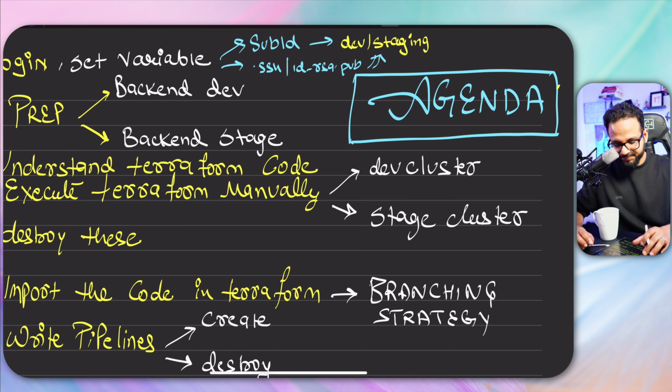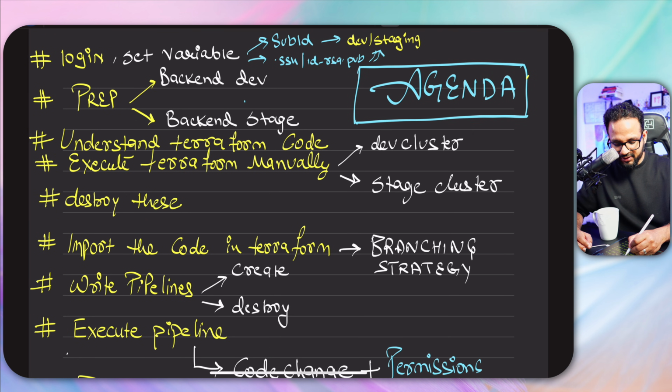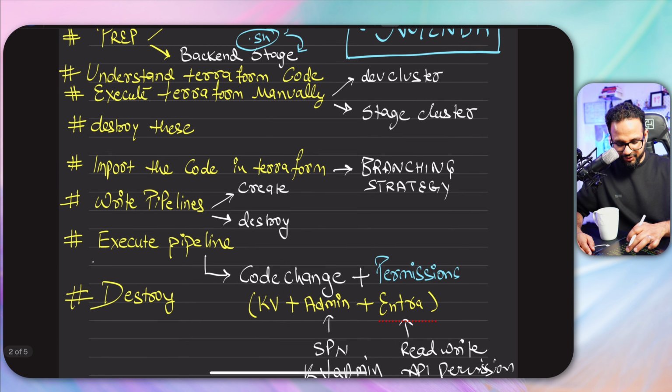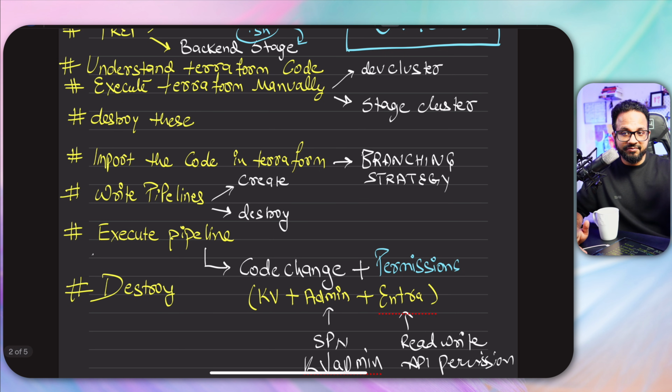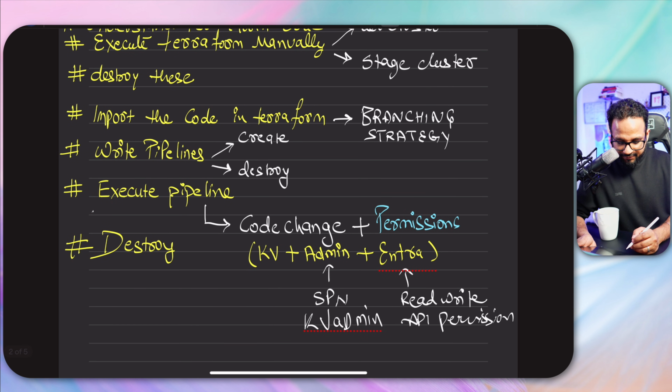So you start there, then you run the .sh file, which will generate the backend for dev and the backend for stage. Then if you want, you can execute the Terraform manually, like we have said before, if you are new to Terraform. Otherwise you will just start by writing the pipelines and then execute them. But before executing the pipeline, we need to make some permission changes. What permissions did we provide?